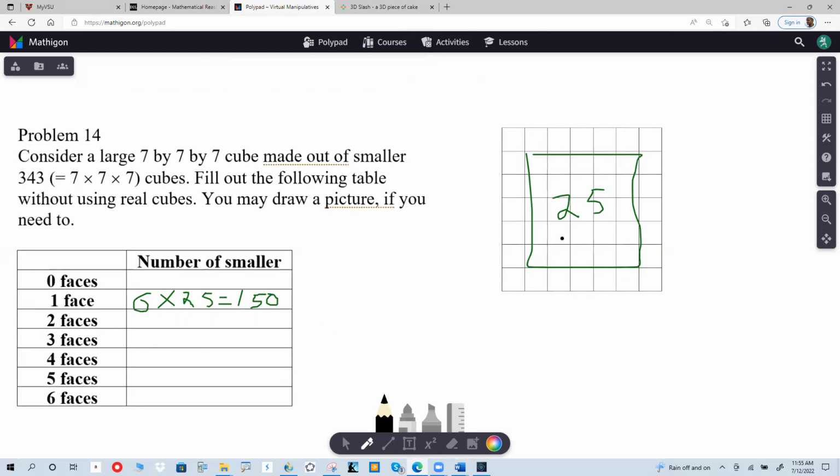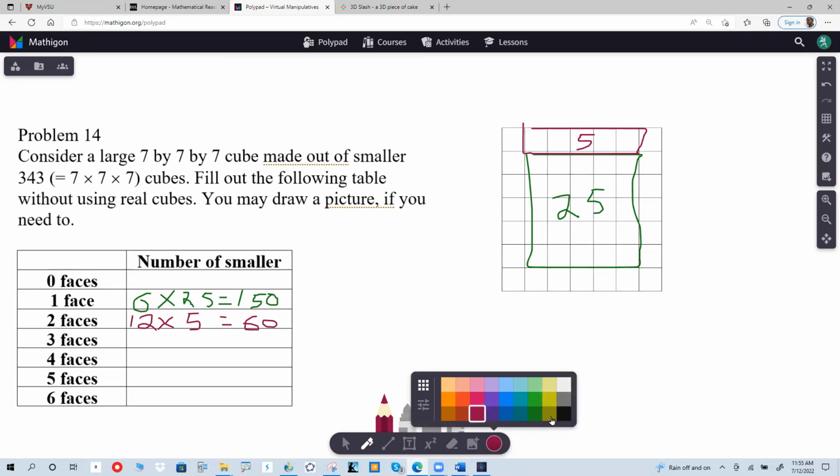Okay, 2 faces. I'm going to do it in pink. They're going to be on each edge, and they're 5 per edge. There are 12 edges, and 5 of the cubes on each edge, in the middle of each edge, will show 2 faces. 5 times 12, this 12 times 5, and that's 60. And the 3 faces are at the corners. That's the easiest one. That'll always be 1 times 8 or 8.